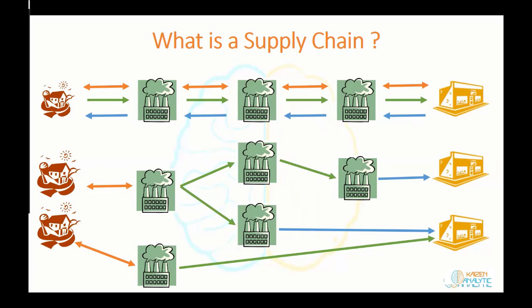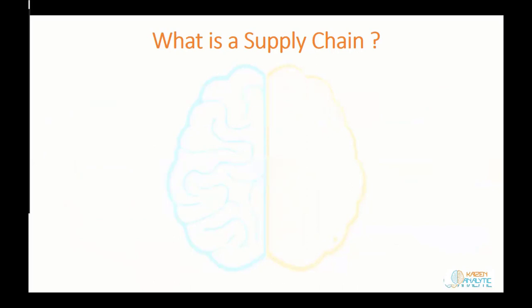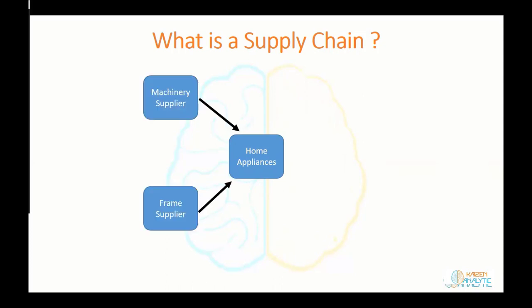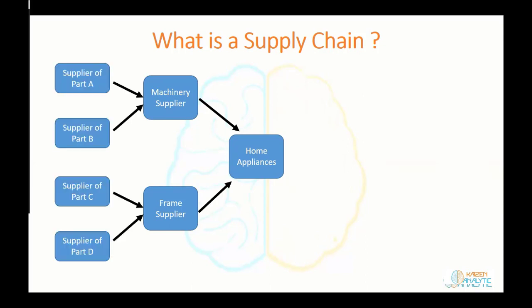If I can expand this definition, because this definition explains just one side of the supply chain. Just an example: if you're working in home appliances, you will have to procure the machinery and the frame. Let's assume there are two products which you want to assemble in your factory. So the machinery supplier will have some of the products from other suppliers. So there is a number of chain of suppliers.